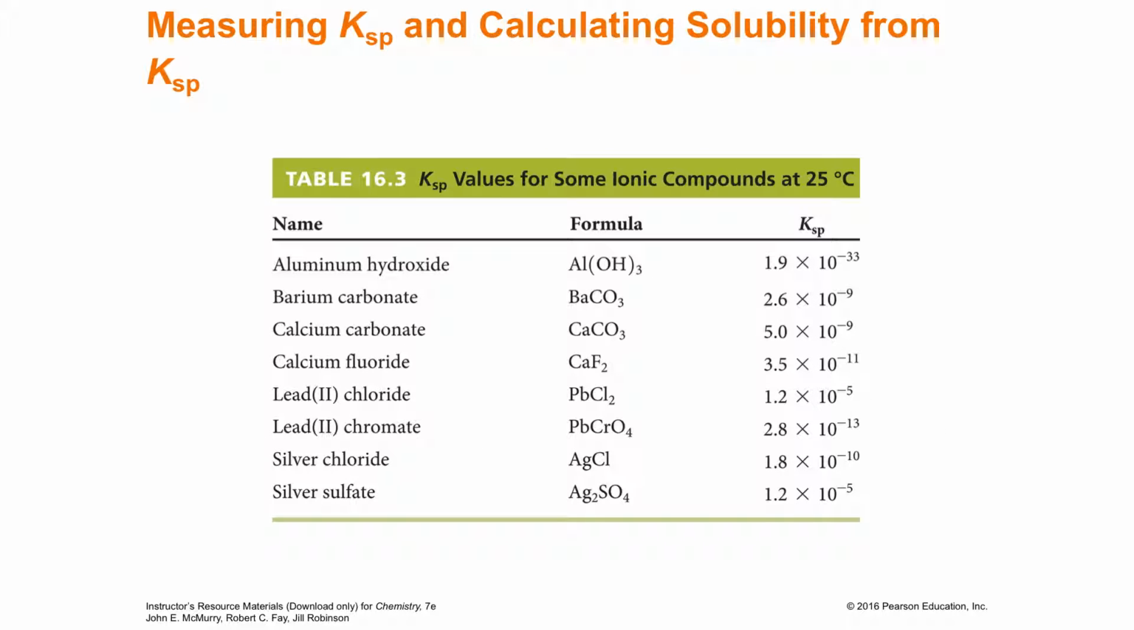So here's a table giving Ksp, or solubility products, of various ionic compounds at room temperature. And you're going to see that some are very, very insoluble. This is aluminum hydroxide. It's just basically going to float on the water. And then some are more soluble than others, but still these are very slight.